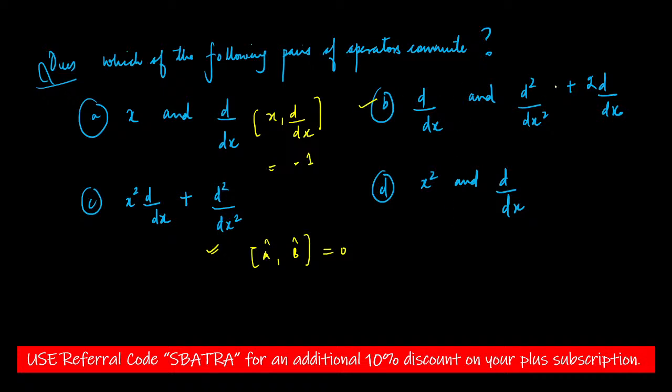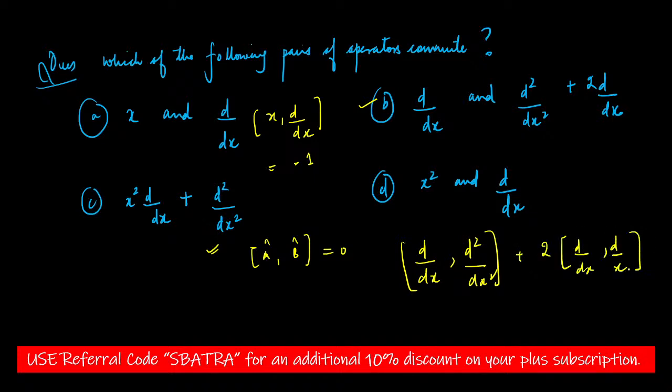So this is your d by dx, d square plus 2 d by dx, okay? So d by dx, then we have d square by dx square. So this is your first commutator, plus 2, which is your constant value, d by dx with d by dx, okay? So see, these two operators are the same operator, they just have different powers. So definitely this value would be equal to 0, okay? This value is also equal to 0, right? So this value is 0, this value is 0. So this total commutator will be 0. So the correct answer over here is option B, okay?